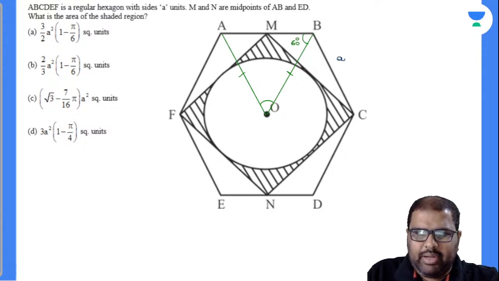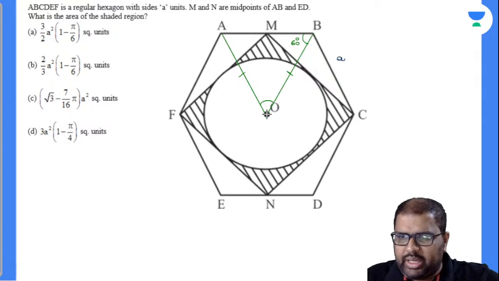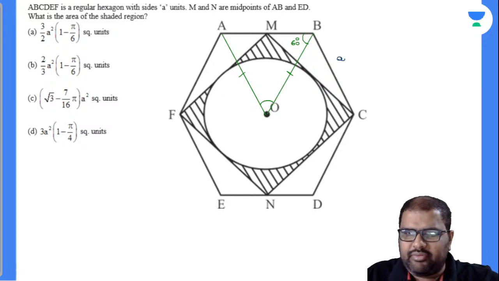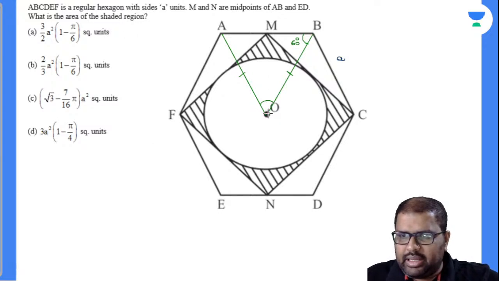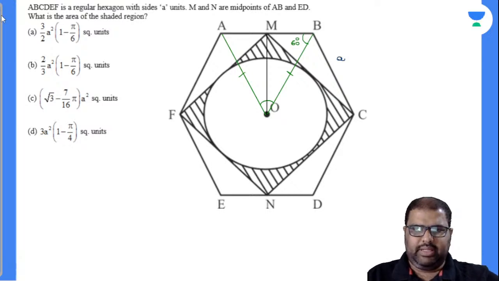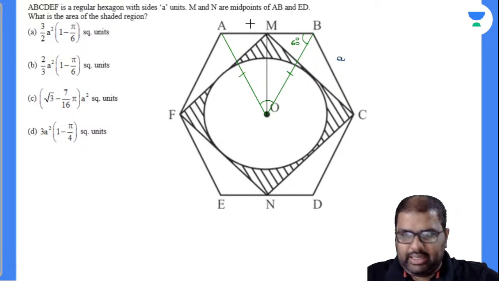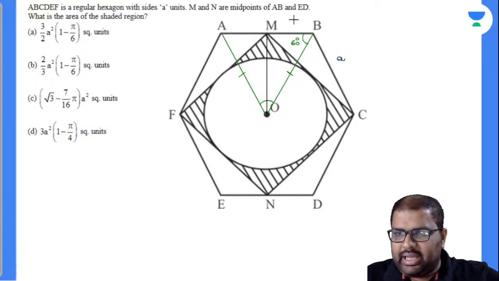Now see here, I will be dropping a line segment from O to M. Observe carefully. Now you closely observe there: M is the midpoint. AB line segment value is A. Now what will be the MB value? MB value will be A by 2. Am I right or wrong?